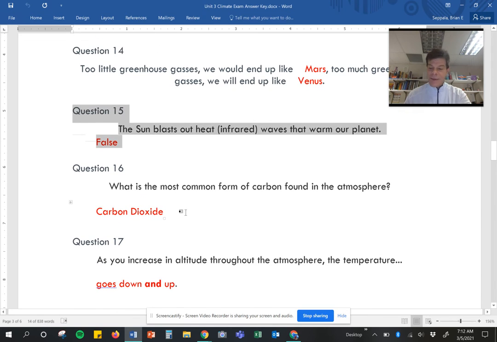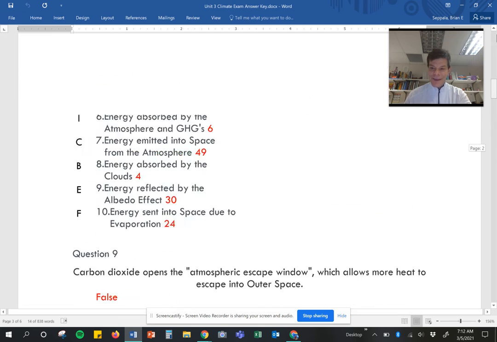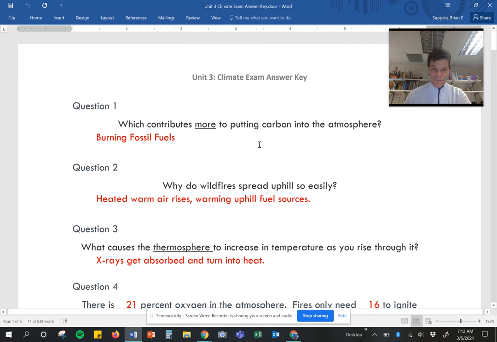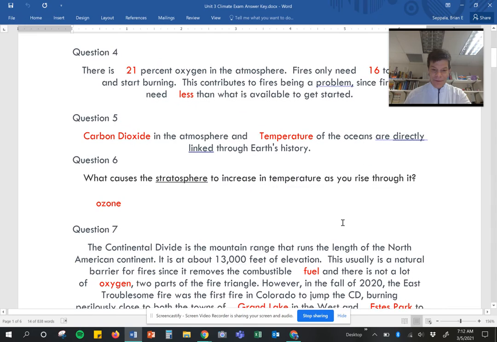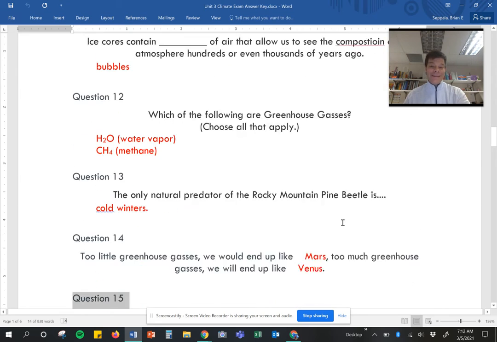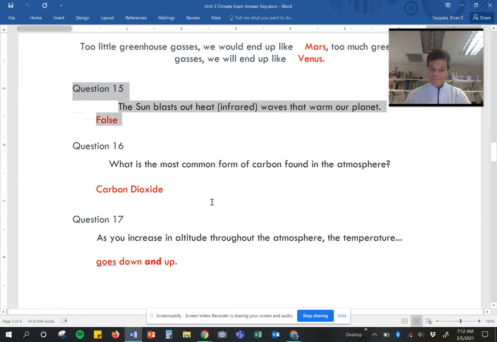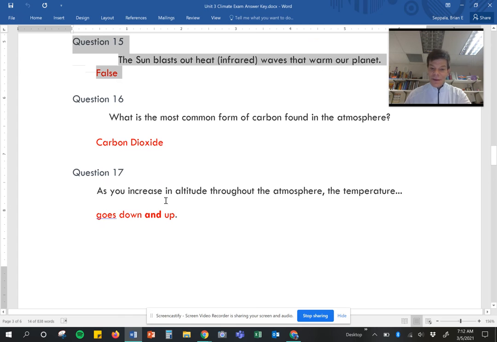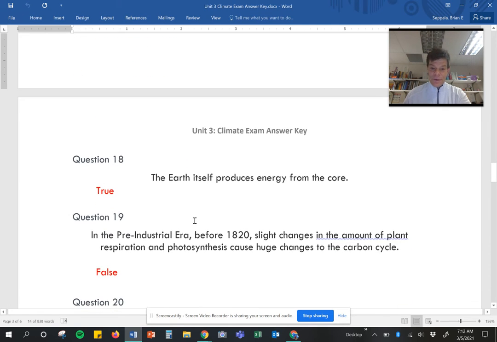Common form of carbon in the atmosphere. I think that was a repeat. That was carbon dioxide. My apologies. I think it might have been a repeat, and if not, you got it great. Number 17, as altitude increases, temperature actually goes up and down. Number 18, the Earth does produce energy from the core. That is why on the energy budget, we have a number of 116 in the lower right-hand corner.